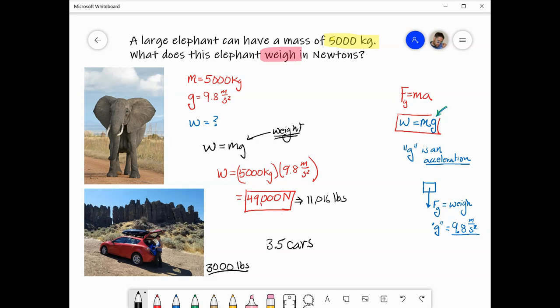They are absolutely massive creatures. And so very cool stuff just to think about. So the weight is equal to the mass times the acceleration due to gravity, which I just plugged in. Notice it's not in the problem. And I get 49,000 newtons. If I was to convert that, that's 11,000 pounds. And that's approximately 3.5 of my car.